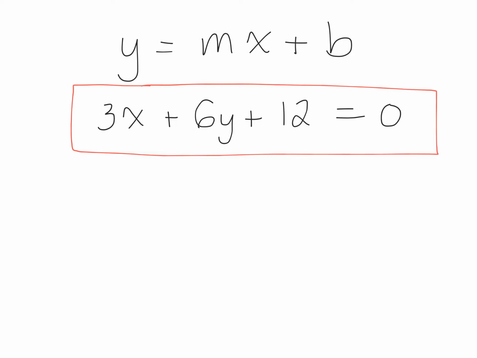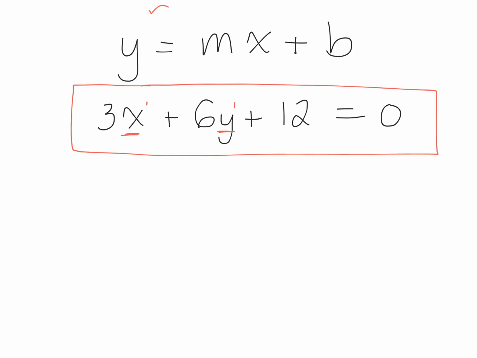So right now I've given you an equation that says 3x plus 6y plus 12 equals 0. This is still an equation of a line. How do we know that it's going to be a line? How do we know it's linear? Yes. It has x and y, and what is the exponent? It's to the degree of 1. So this is a linear equation.